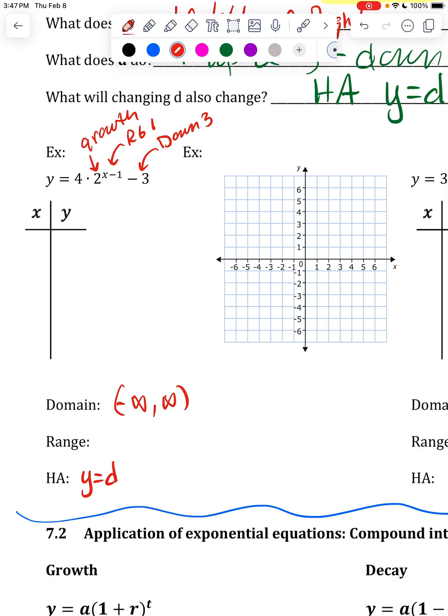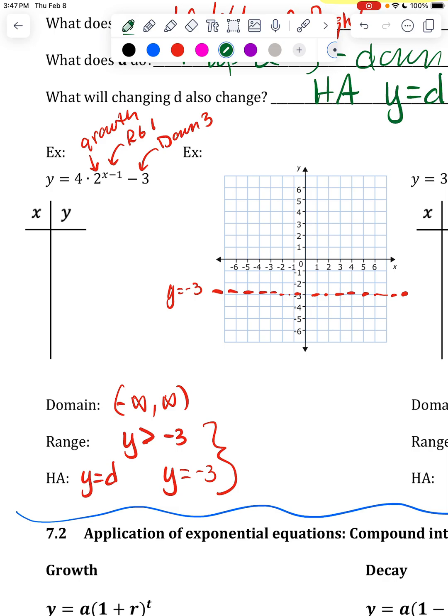When we didn't have one, it was 0 because there wasn't a D value. But now I moved the whole graph down 3. So my new floor or horizontal asymptote for this graph is located at y equals negative 3. Which also means my range is now greater than negative 3 because the graph is going to go all the way down to that floor.